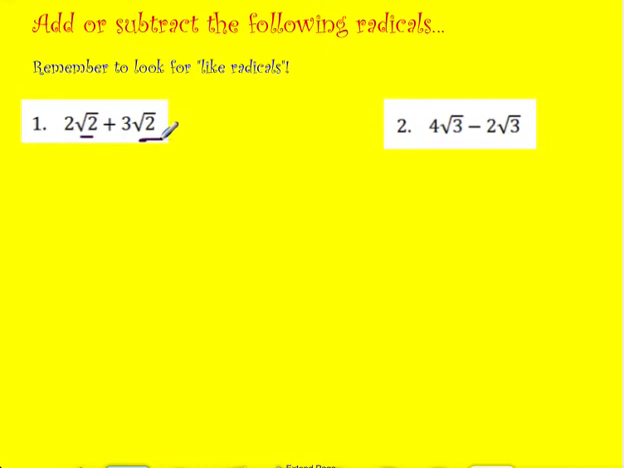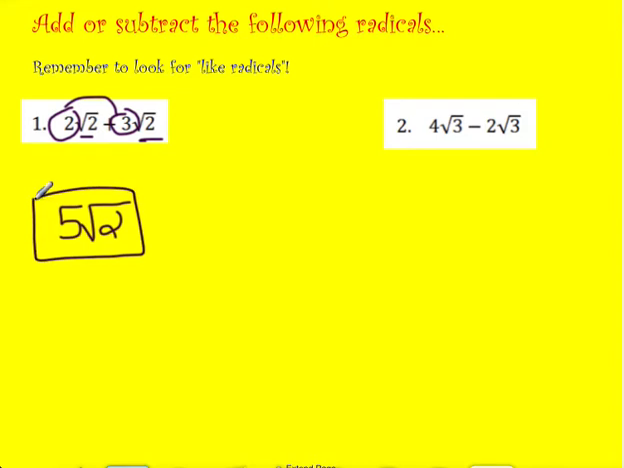Now radicals kind of serve like an x. When we add like terms, did we add the exponent of the x's? No, we kept them the same. So what we're going to do is add the number on the outside. Once we see that they have the same radical, we're going to add the number on the outside, and then you keep the radical the same. So all this is 5 square root of 2.